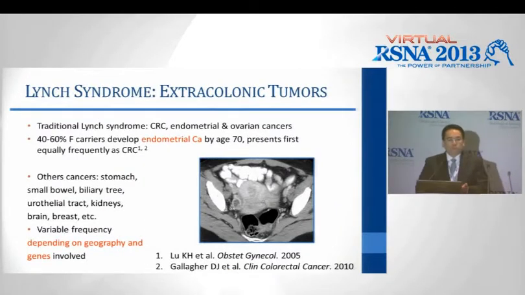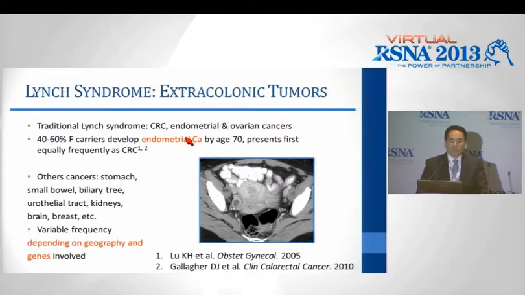Now, Lynch syndrome patients obviously develop extracolonic tumors. The traditional Lynch syndrome was described as colon cancer, endometrial, and ovarian cancers. And the risk of endometrial cancer in women is about 40 to 60% by age of 70, and they can actually present first as frequently as colon cancers.